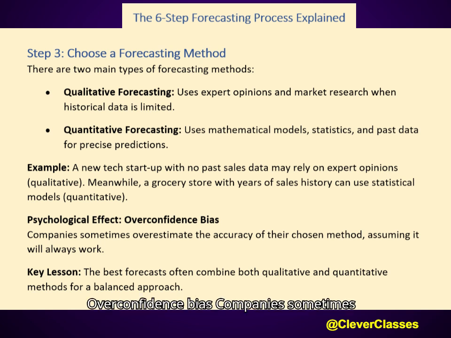Psychological effect, overconfidence bias. Companies sometimes overestimate the accuracy of their chosen method, assuming it will always work. Key lesson: the best forecasts often combine both qualitative and quantitative methods for a balanced approach.